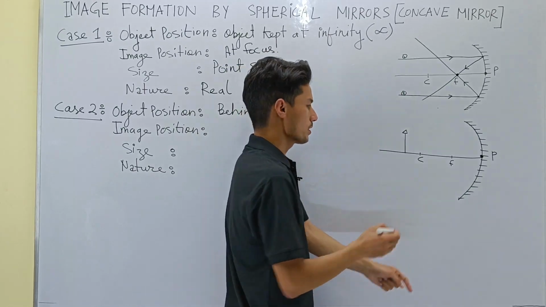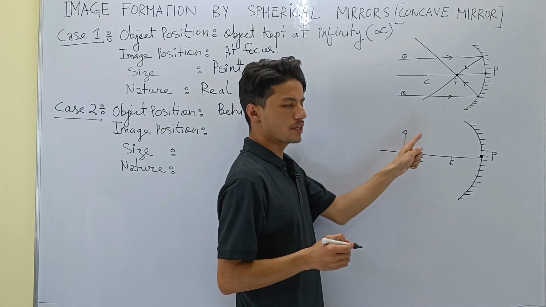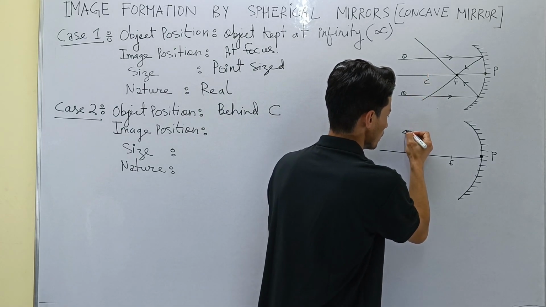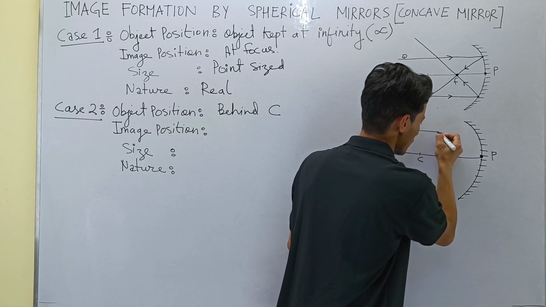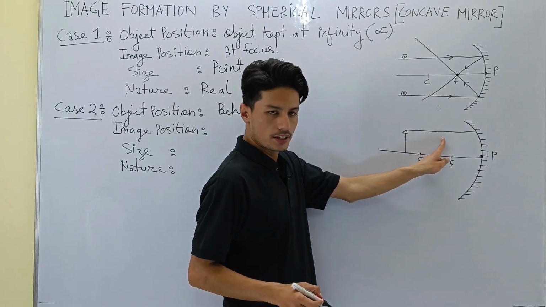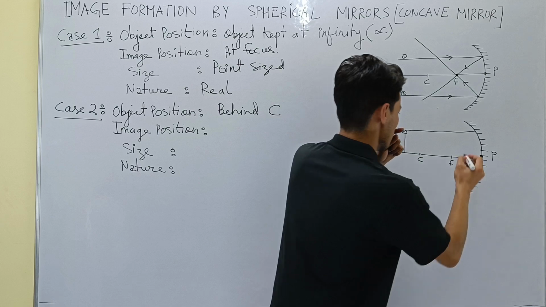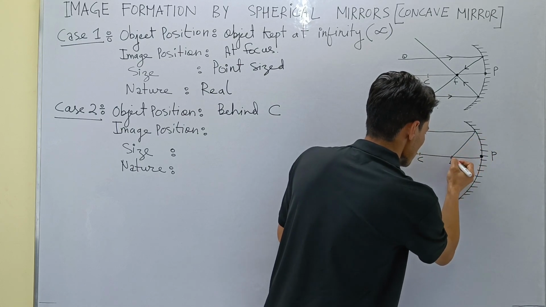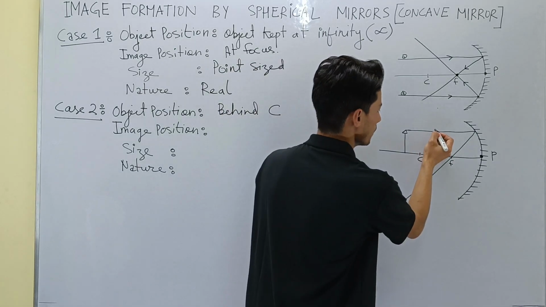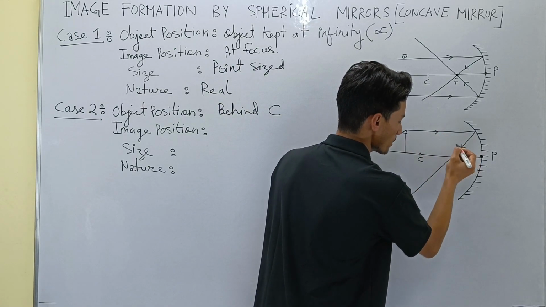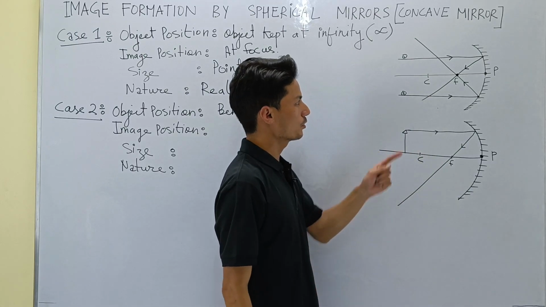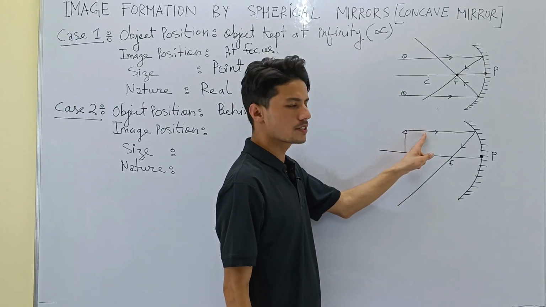Now we will draw only 2 rays. For the first ray, I will be using rule number 1. In rule number 1, the ray travels parallel, and after reflection it passes through focus. This is ray number 1, traveling parallel, after reflection passing through focus. I'll not write 1 and 2, it may confuse you. So remember, this is ray number 1.